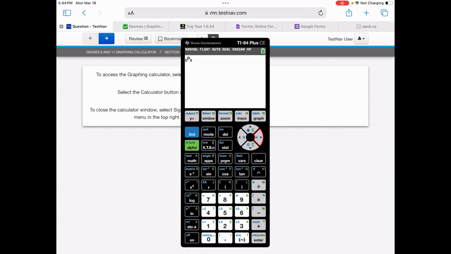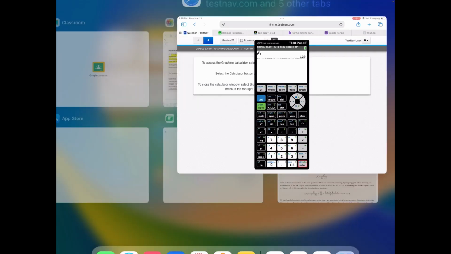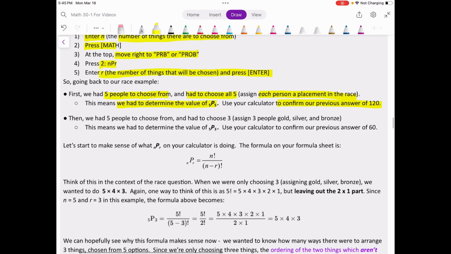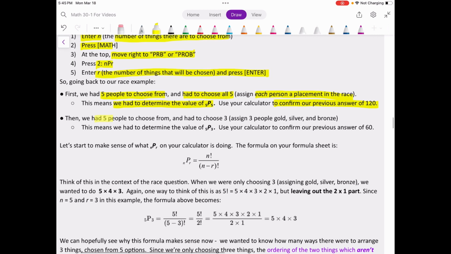Okay, yours might look slightly different. Mine actually, my main calculator does. This is just the online calculator that puts the 5 down like that. Okay, but then we'll hit enter, and look at that, 120. Okay, so it worked.